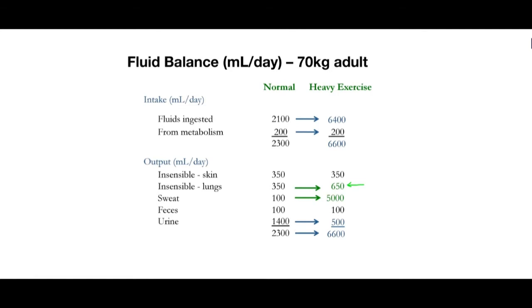So the kidneys will adapt to either increase or decrease fluid excretion by way of producing urine based on the demands of the body. Its job is just to match whatever's being intaken, whatever's ingested.